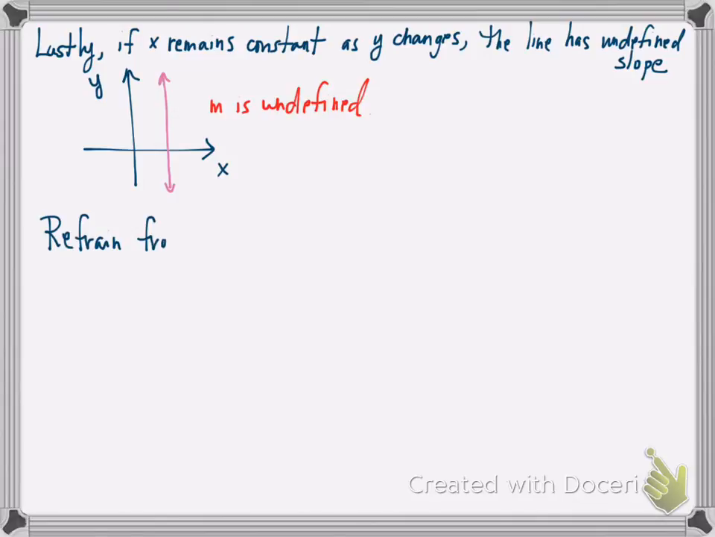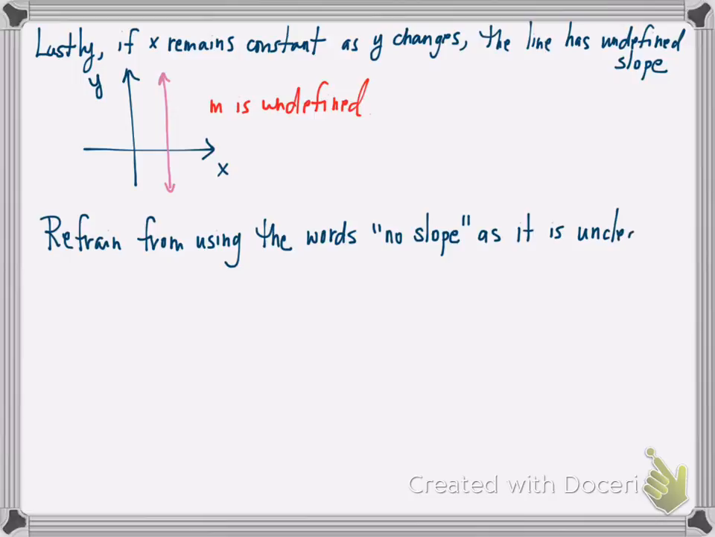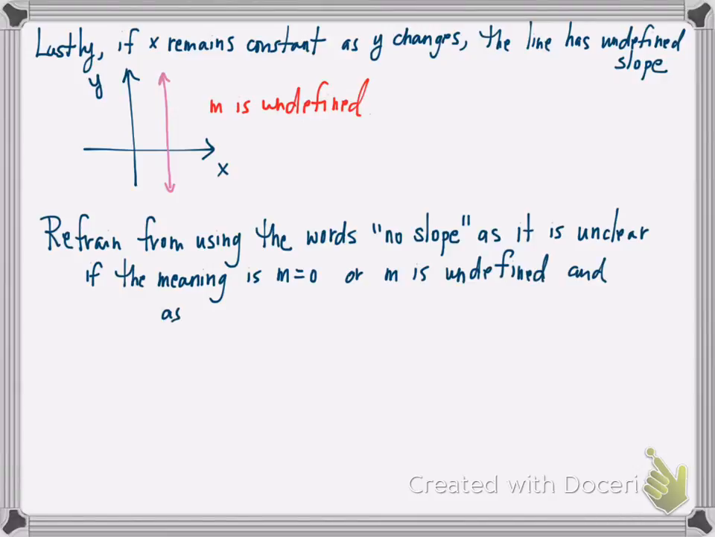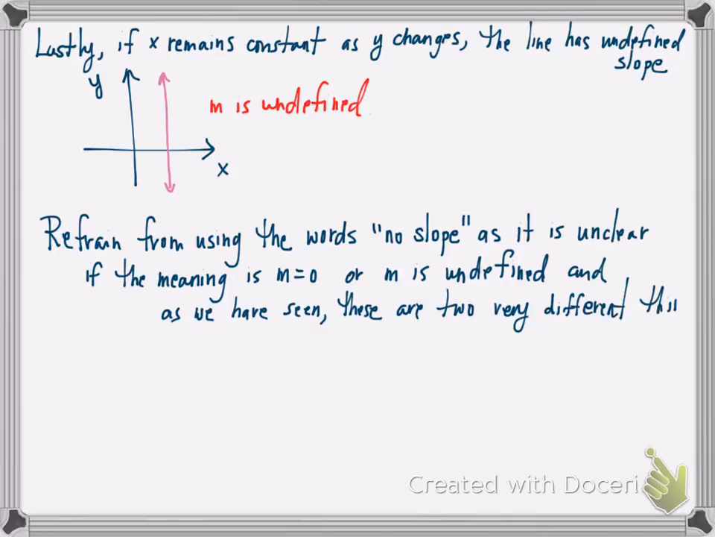Now, you really want to refrain from using the words "no slope," as it is unclear if the meaning is zero slope or undefined slope. And as we have seen, those are two very different things. So henceforth, you shall not use the words "this line has no slope."